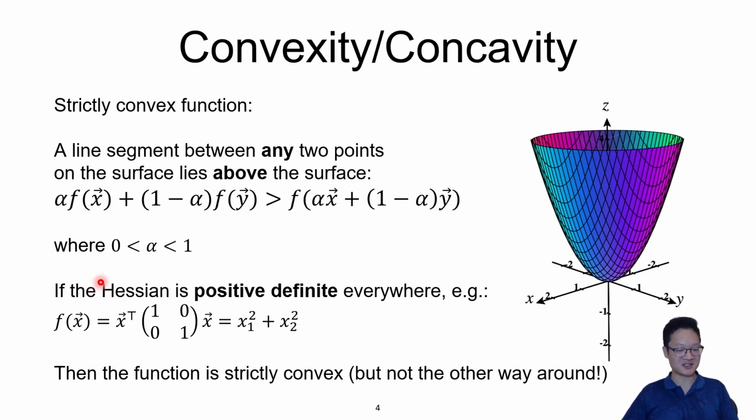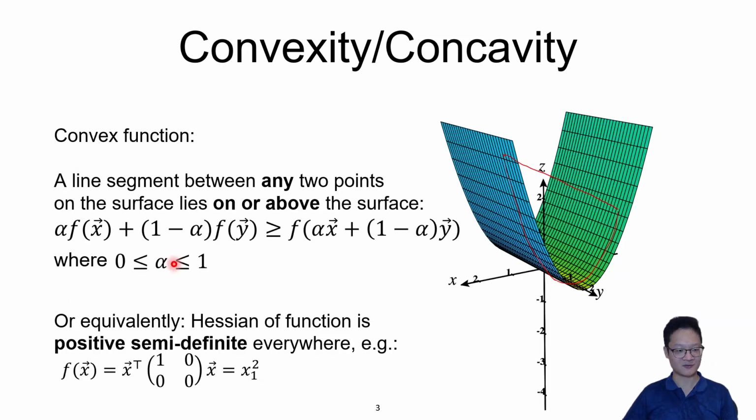If the Hessian is positive definite everywhere, then the function is strictly convex, but not necessarily the other way around. For the semi-definite case, the Hessian being positive semi-definite is actually equivalent to the function being convex, so it goes both ways. If the function is convex, then the Hessian will be positive semi-definite, and if the Hessian is positive semi-definite, then the function is convex.